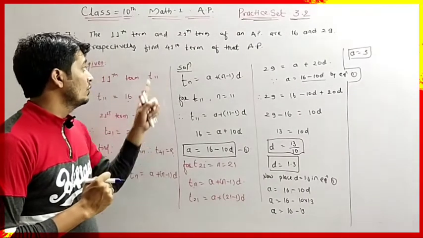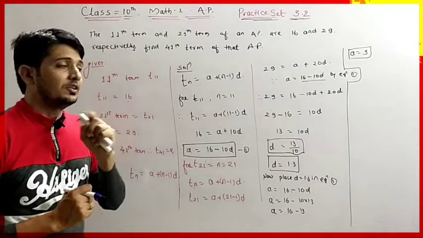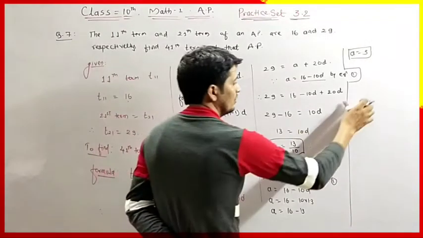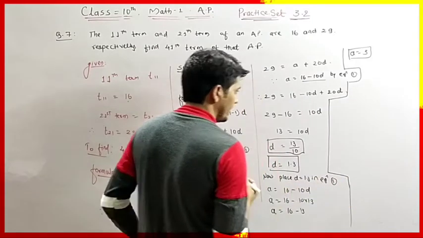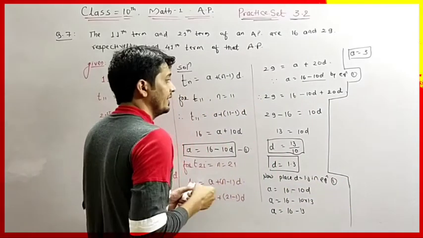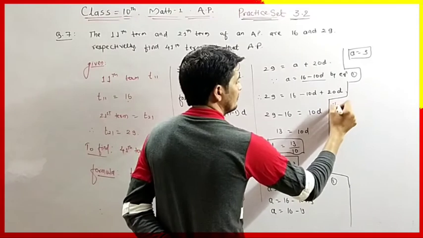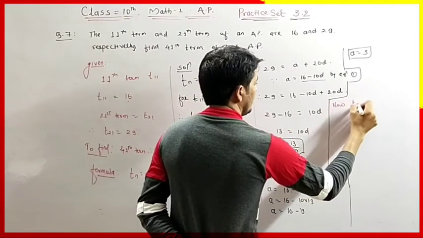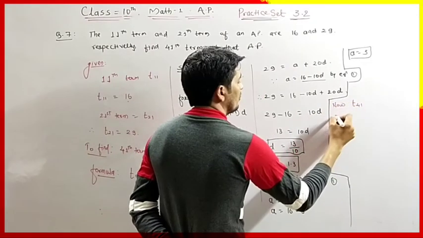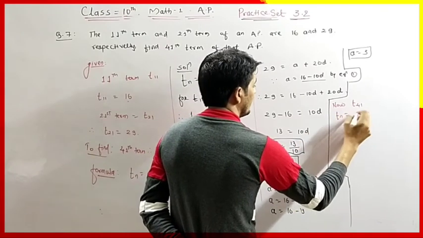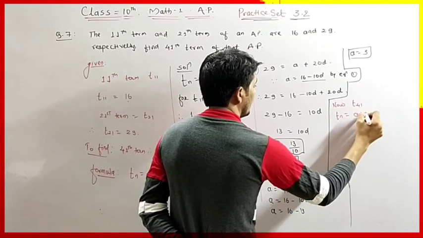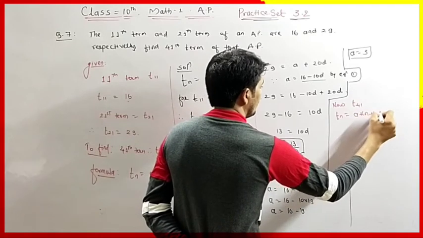Now we have to calculate the 41st term. So we are solving here. Now for T41, the formula we have is Tn equals a plus n minus 1 into d.